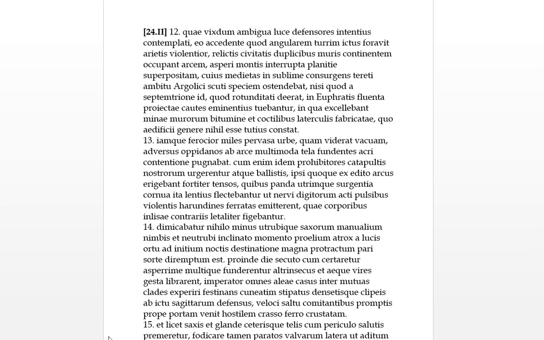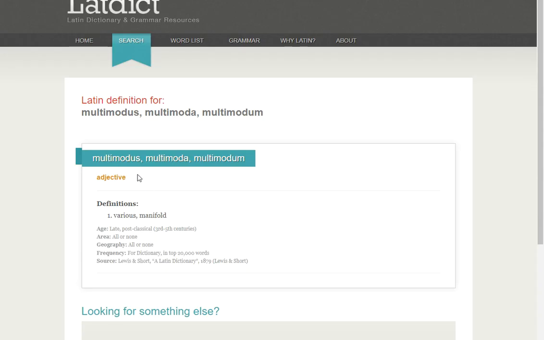Okay, so we've got a daily dictionary as ever. Multimodus, adjective. Now this is late post-classical 3rd to 5th centuries, which is probably why you don't see it that often.